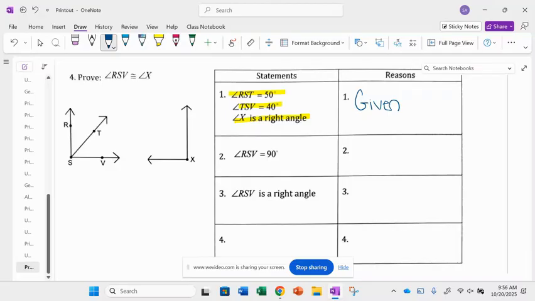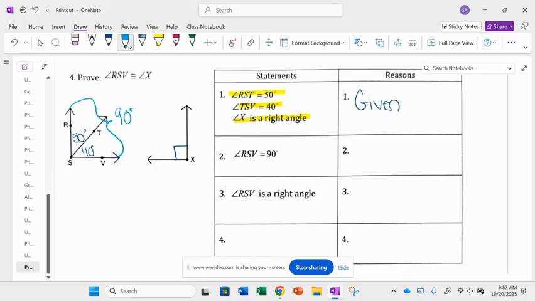Okay, so here we have angle RST is 50, angle TSV is 40, and then it says angle X is a right angle. I don't want you to write 90, I want you to mark the right angle. Then in step number 2, it's telling us RSV right here. So they're saying this whole angle is 90. It didn't say that it was 90 anywhere in the proof.